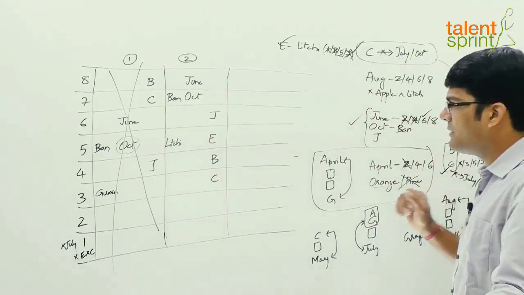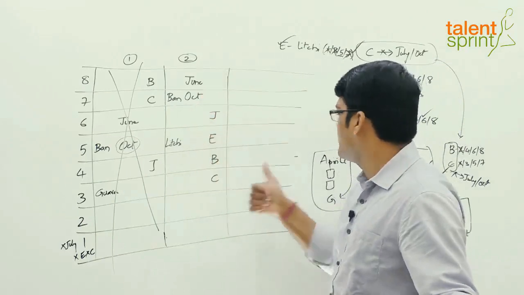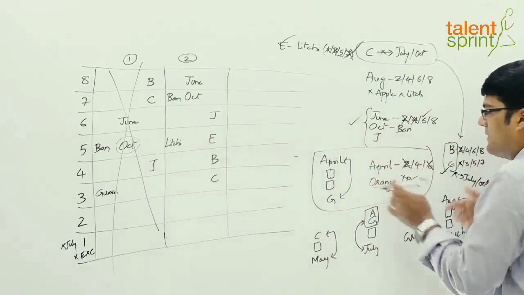Can April come on 6th floor? If you take April on 6th floor, dash G is not possible. So 6th floor is also ruled out. So only one possibility for April now.